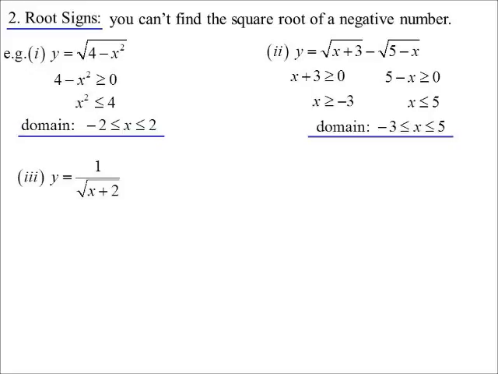Combine the two together: a fraction with a square root sign on the bottom. So we'd say what's under the square root sign has to be greater than or equal to 0. However, it's on the bottom of the fraction, so it can't equal 0. So it'll just be x plus 2 is greater than 0. So in this case, x is greater than negative 2 for the domain.